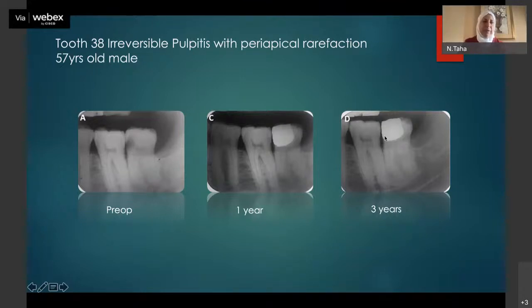Amalgam restoration was placed because of difficult isolation in that area, but mostly we place resin composite, and the patient was 57 years old. He's an employee at our dental hospital, and I will show you the 5 years follow-up of this case.